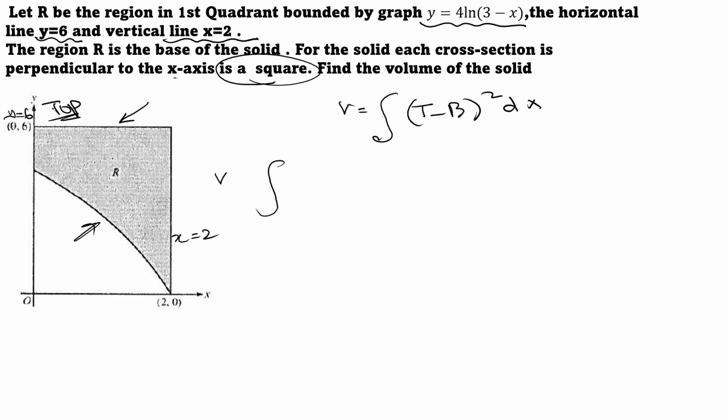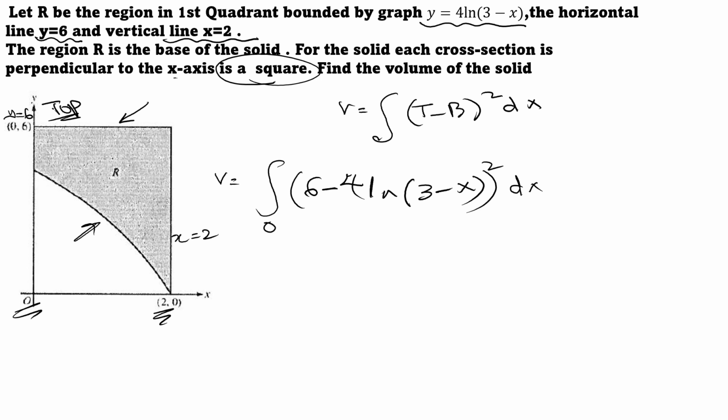So we will write here y equals 6 minus, now the bottom equation. The bottom equation is 4 ln of (3 minus x), and whole power 2, and write down now dx. Now what are the x values, or the points of intersection? They are from 0 till 2. Now write it in the calculator and get the answer.